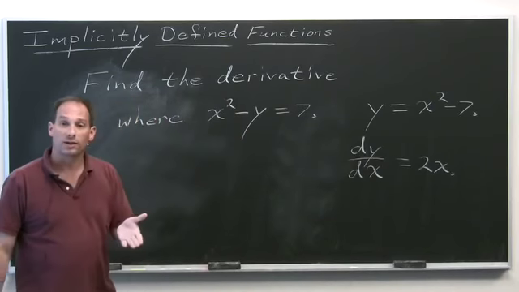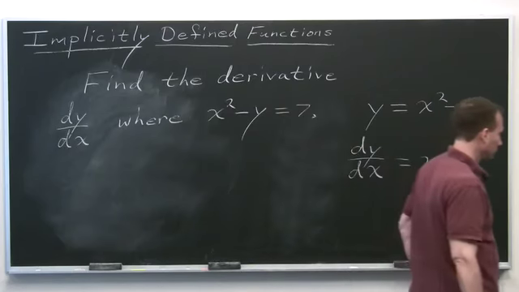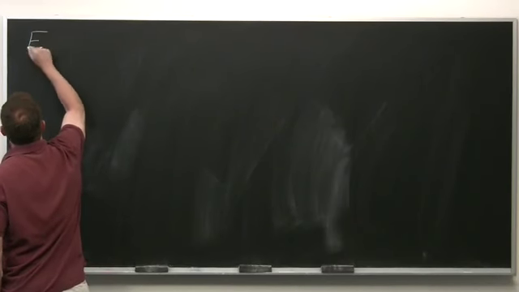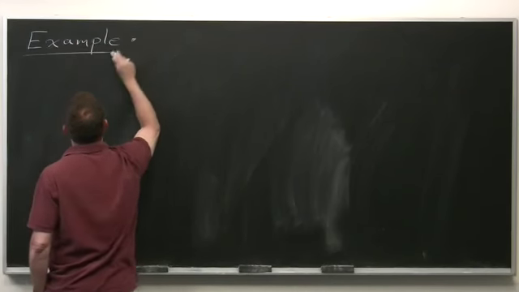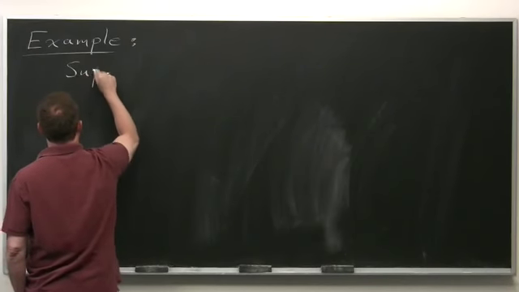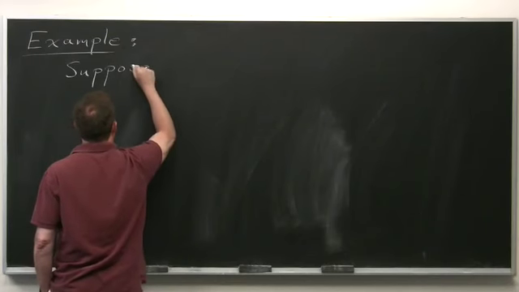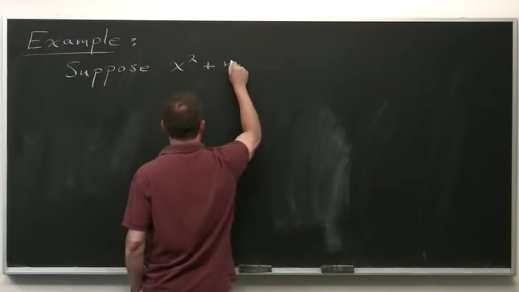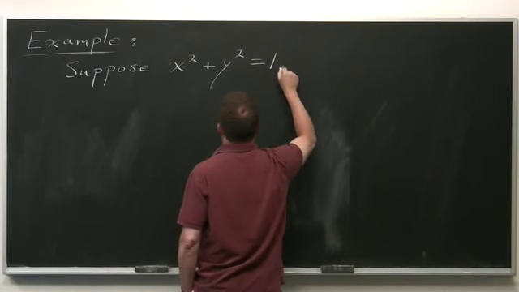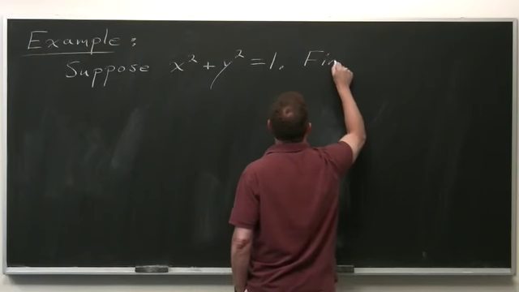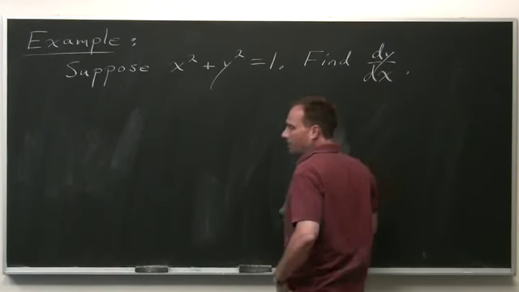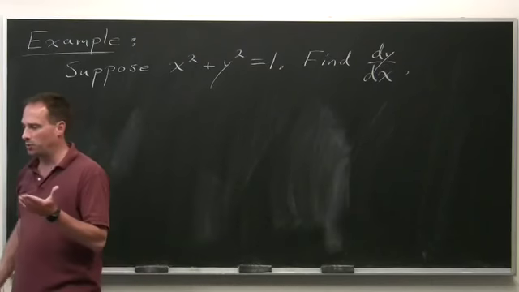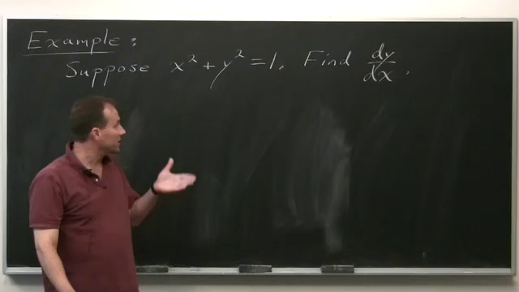Okay, but what if you had something more complicated? So this is the first serious example. Suppose x squared plus y squared equals 1. Find dy dx. Okay. This is not quite as easy. It's not too bad, but it's not quite as easy.